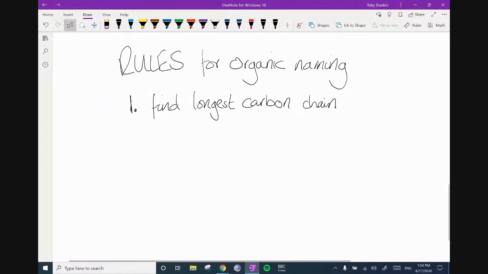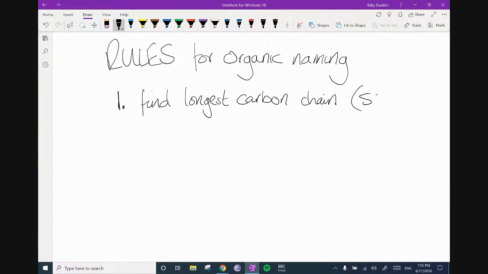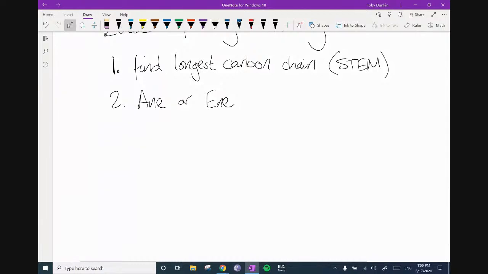Rule number 2, and this is what's called the stem. This is called the stem of the name. Step number 2, ane or ene. I'm doing this in a very different way to the way I did with Ashley. Ane or ene. And by the way, you do this by looking for your carbon-carbon double bond. Look for the C=C double bond. I'll show you. I'm doing this very differently.